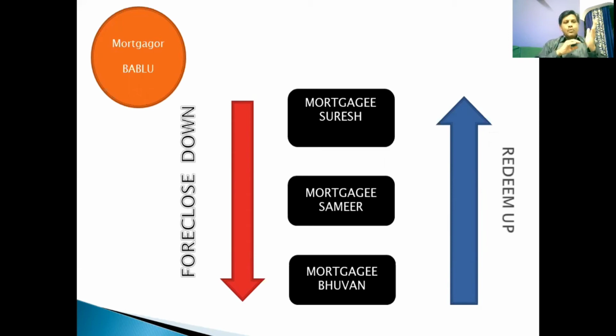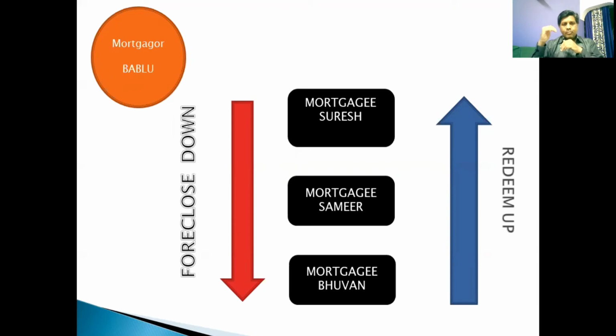See, Mr. Bablu is a mortgagor, and here we have three mortgagees, that is Mr. Suresh, Samir, and Bhuvan. Mr. Suresh happens to be the main mortgagee, and Samir is a puisne mortgagee, also known as a mesne mortgagee. And Mr. Bhuvan is called a subsequent mortgagee. I have only taken three instances here, and any person after Bhuvan will be called a subsequent mortgagee.